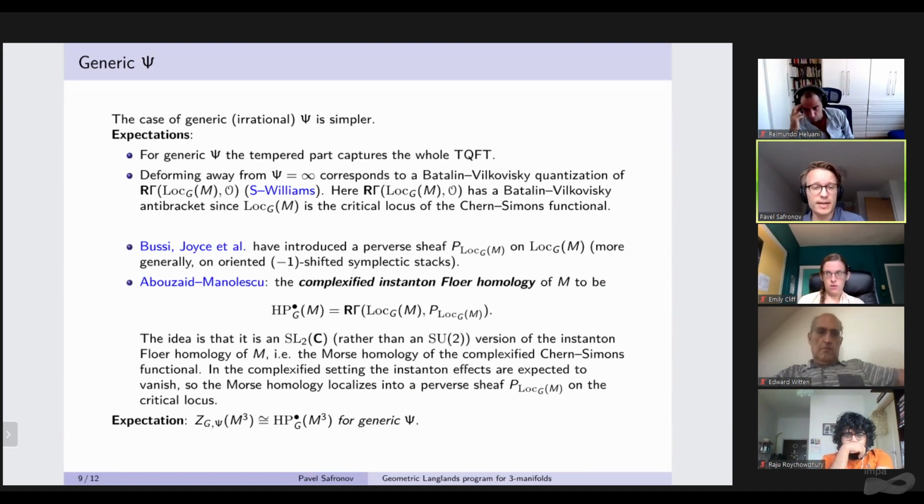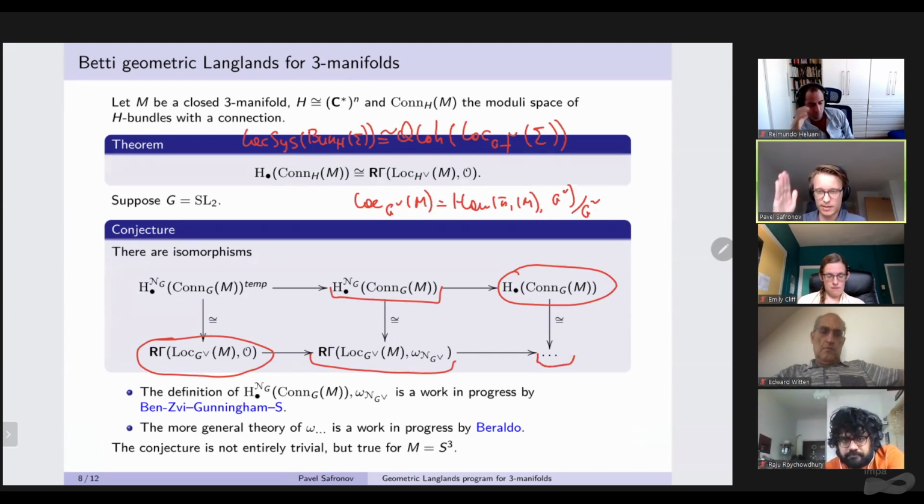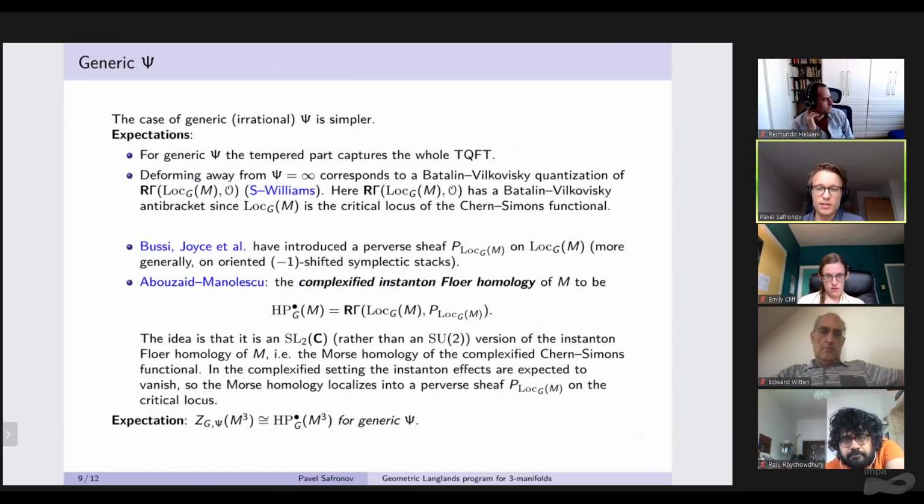So one expectation is that when you deform from psi to infinity to generic psi, this piece, so the column on the left is the tempered part, and the middle column is kind of the whole TQFT. And then there is the difference, which is the right column. So the expectation is that for generic psi, this right column is just 0. So actually everything is tempered. So this is the first simplification. So you don't need to deal with this difference between functions and distributions.